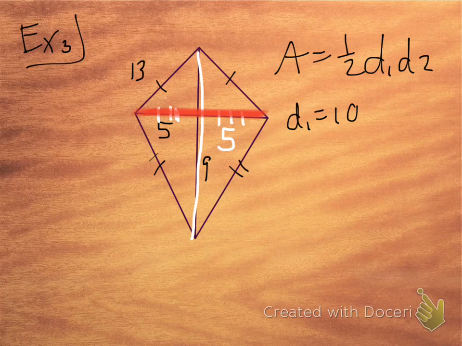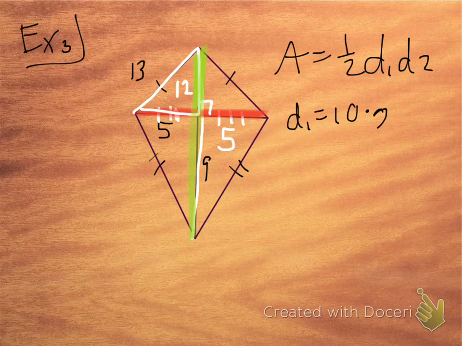Now what about my other diagonal? We don't know this top part here. You can use the Pythagorean theorem if you want. Hopefully you just recognize that this is a right triangle, right? Because these are perpendicular, which means we have a 5, 12, 13. It's a Pythagorean triple. So we know now the top side length. So what's the length of the entire diagonal? Well, it's just 12 plus 9, which is 21. So this is 10 times 21.